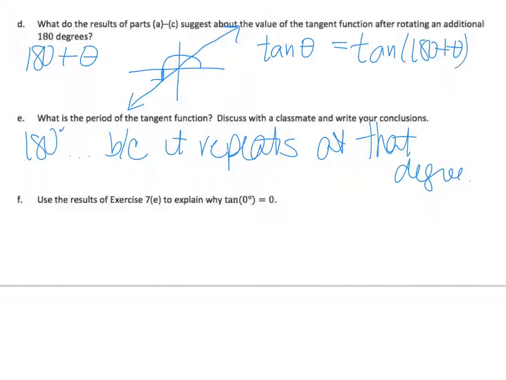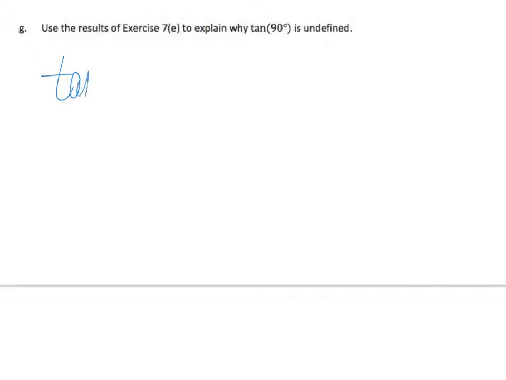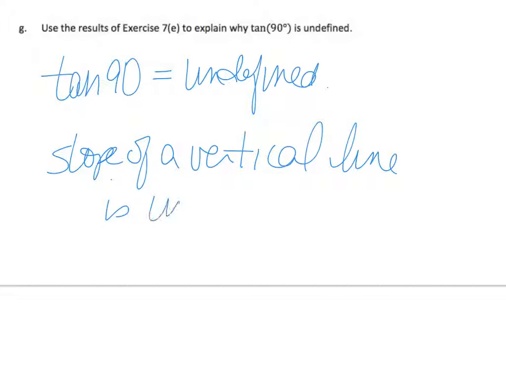Use the results of 7e to explain why tan of 0 is 0. Well, the slope of a horizontal line is in fact 0. And the slope of a vertical line is undefined. Makes perfect sense.